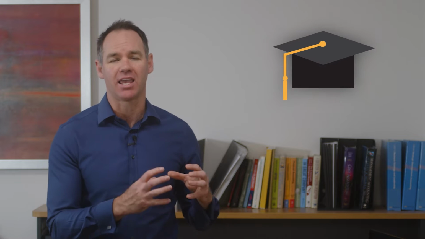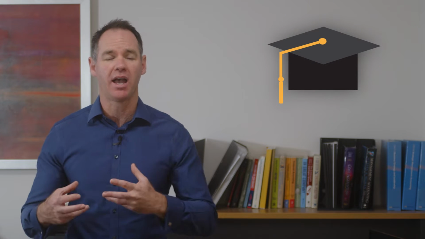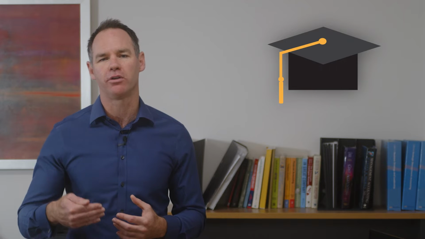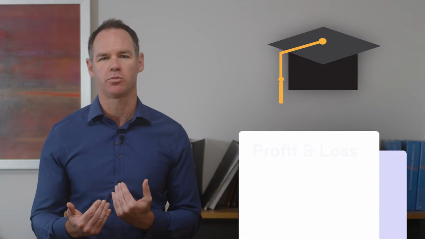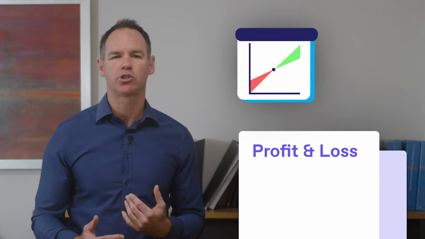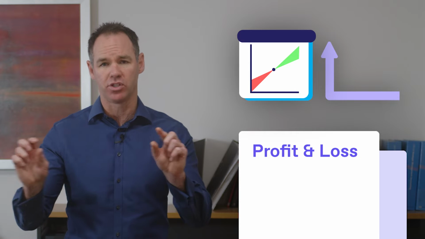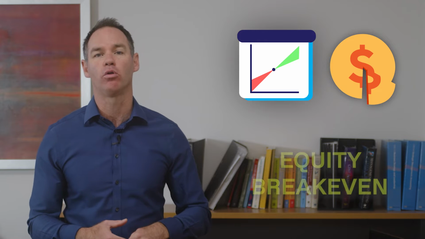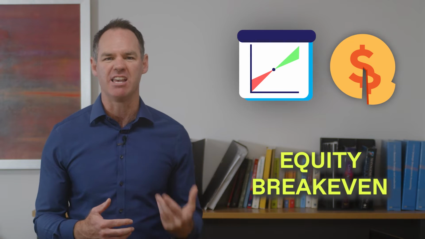Now, if you've done accounting degrees or a CPA or a CA or something of that accord, you're most likely to have learned a break even from a profit and loss perspective. So when you backtrack the break even, you'll end up with zero at the profit or loss line. We like to take that one step further and call it an equity break even.